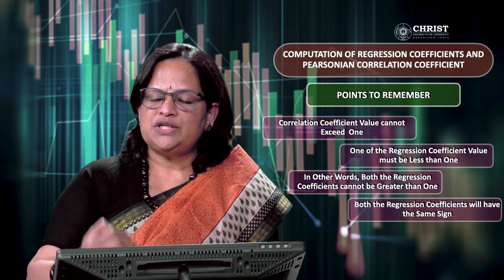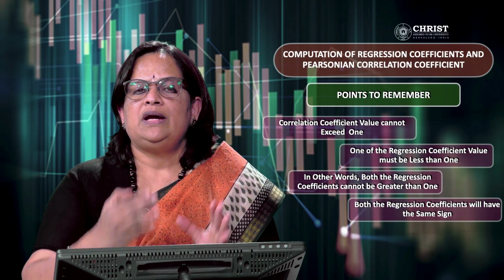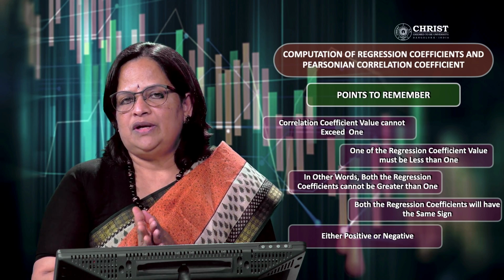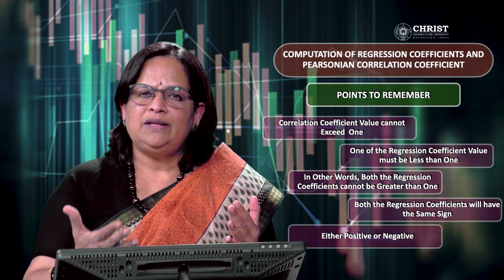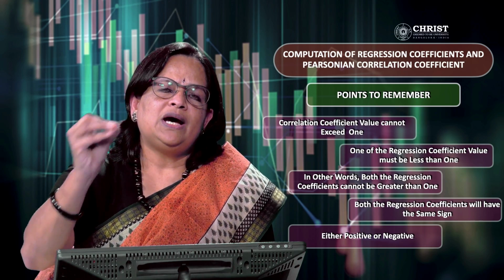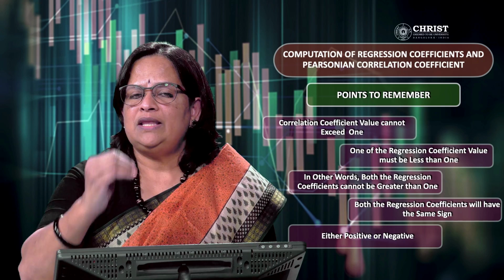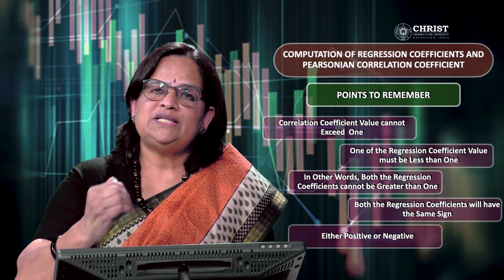Both the regression coefficients also you have to remember will have the same sign. Either it is positive or negative. And one more thing, I am emphasizing the point. See, if one regression coefficient value is more than 1, the other one should be less than 1. Then only when you take the square root, you will get the correlation coefficient not exceeding 1.